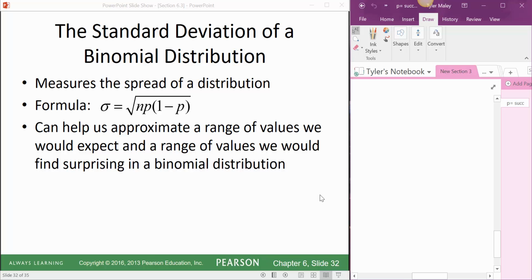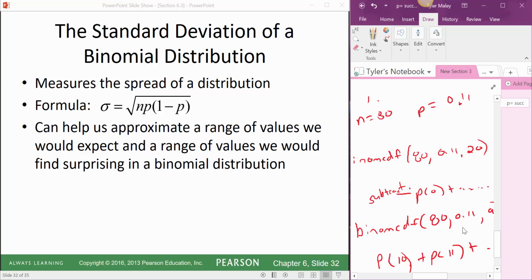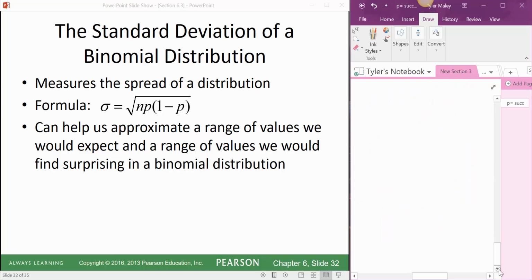And just a note, I told you before that when I have 1 minus p, this can also be represented as q, right? So if you wanted to, you could say sigma equals the square root of n times p times q, instead of what's written here. It's just a preference. Our book uses 1 minus p, but a lot of people also use this variable q to represent the failure. So this can help us approximate a range of values. We would expect a range of values we would find surprising in a binomial distribution, right?